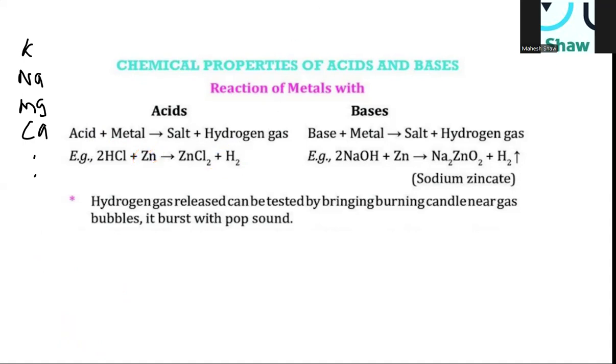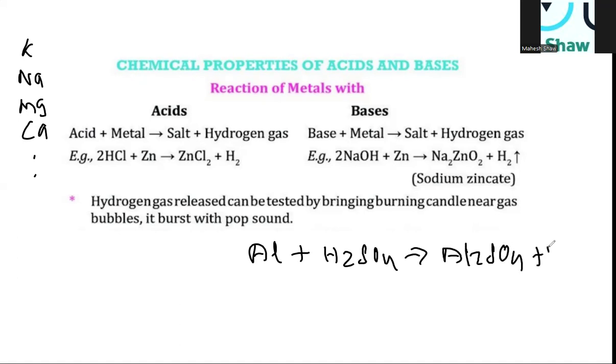Other examples we can take here. Let's say, for example, if I take aluminum, if it reacts with another acid, say sulfuric acid, it will give aluminum sulfate, Al2(SO4)3, and hydrogen gas is released. But as I said, the reaction of a metal with base is rare. So we can remember a few examples here. That is, zinc metal reacts with sodium hydroxide to give sodium zincate, and hydrogen gas is released.